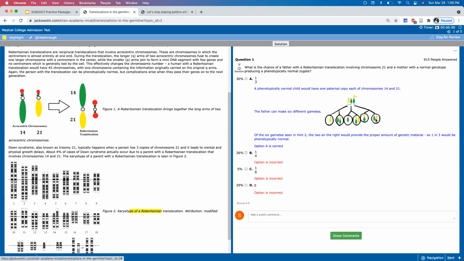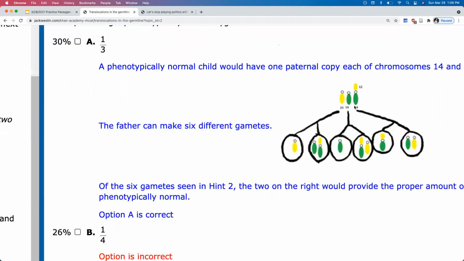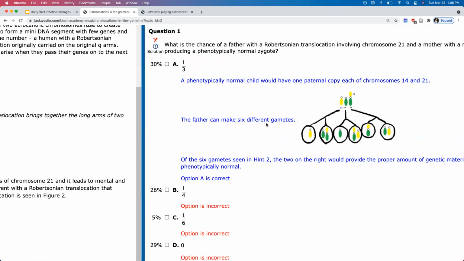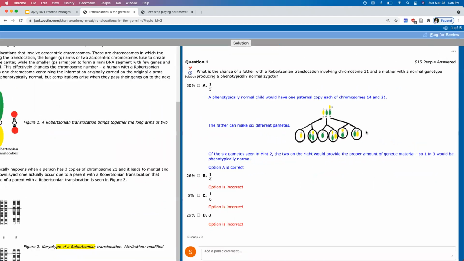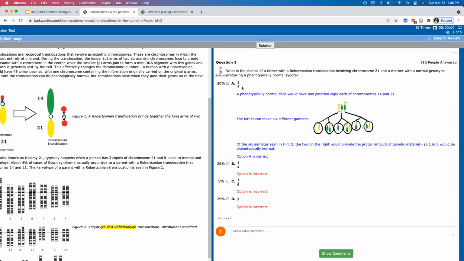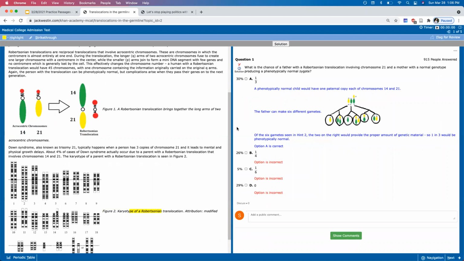Yep, so when we look at that, they're going to have one copy of 14 and 21, and these are the 2 14 chromosomes and 1 21. And then by going through all of them, there are 6 different pairs that we can have, and only 2 of them will be normal. So that's how we know that 2 out of 6 is 1/3. Does that make sense?